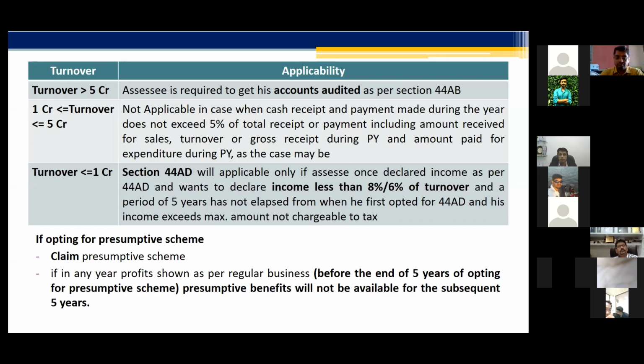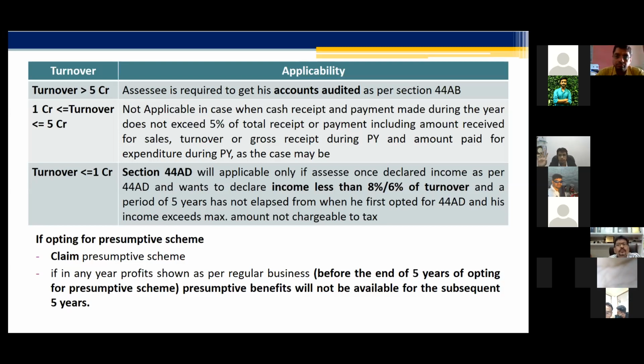Similarly, this limit has been increased from 1 crore to 5 crores from the financial year 2019-20, that is assessment year 2020-21, which says that in case of certain assessees, the limit instead of 1 crore would be 5 crore rupees, if you are fulfilling certain conditions. Now there are two conditions which are prescribed. We will go into detail, but broadly the condition is that the total cash receipts and cash payments should not exceed 5% of total receipts or payments.